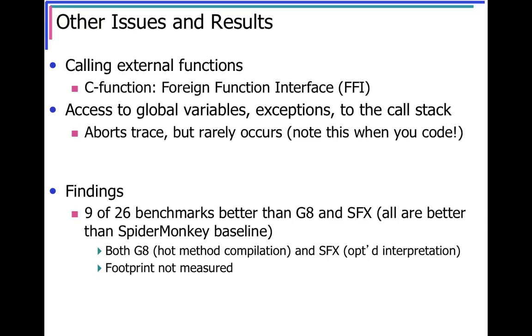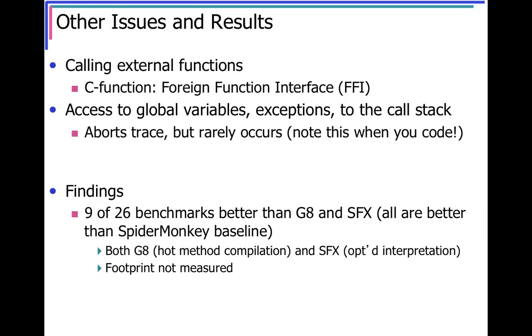The findings in the results are quite interesting. They find that TraceMonkey doesn't work well for everything, but it does work well when there are hot loops in programs. That is, for 9 of the 26 benchmarks, TraceMonkey did better than V8. V8 is a hot method compiler, a runtime compiler that's state of the art and that Google has produced and released as open source. They also compared to an optimized interpreter, similar to the ones that we studied in class. This interpreter is called SFX, and it uses many of the optimizations that we discussed in previous lectures.